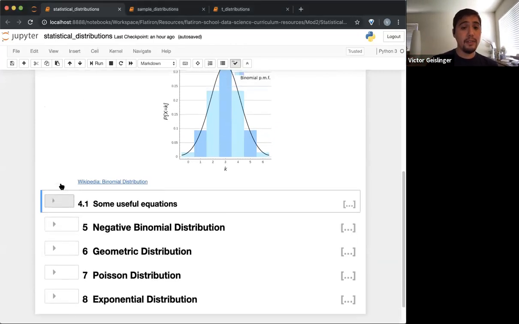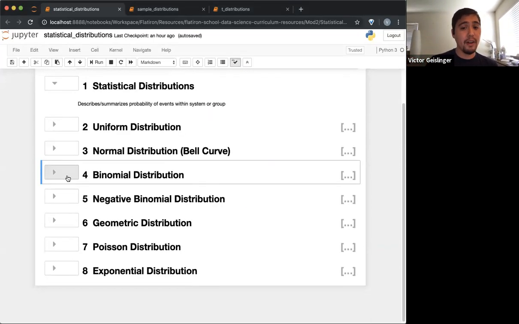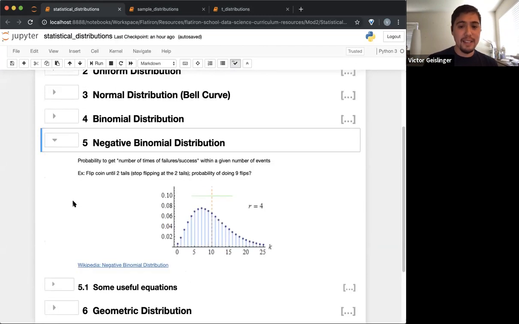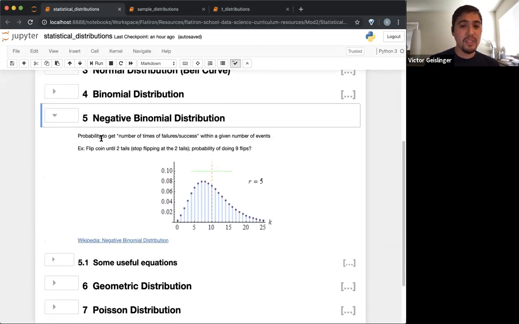And so this gets into a few distributions that I don't think we've talked about at all yet. The first one is a negative binomial distribution, which in my opinion is a mouthful. It can be kind of tough to say. It's a little different from the binomial. Remember, the binomial was the probability of getting so many successes in a given number of trials. The negative binomial distribution is the probability of getting a number of successes within a given number of events.